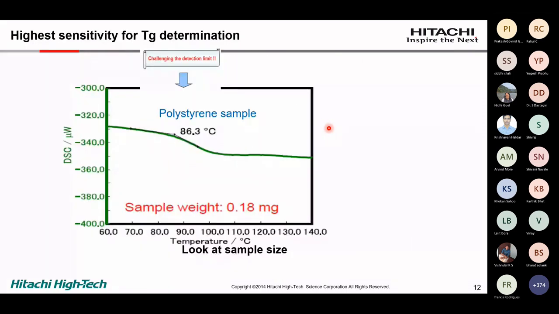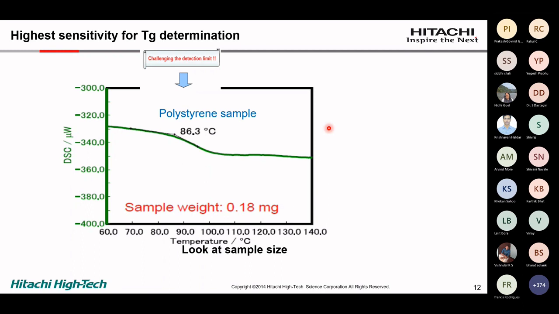Another application of DSC: here you can see a polystyrene sample which is undergoing a glass transition. A glass transition temperature is a second order transition. It is the temperature during which a change in specific heat occurs.